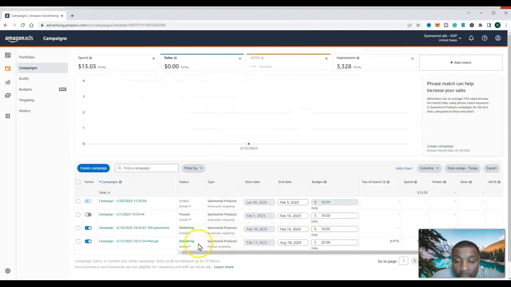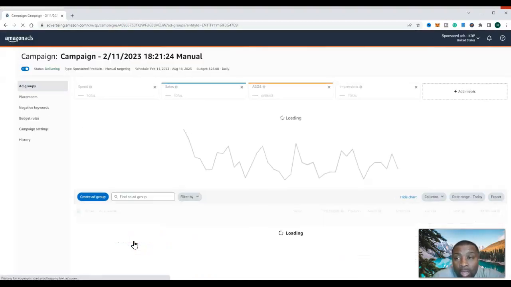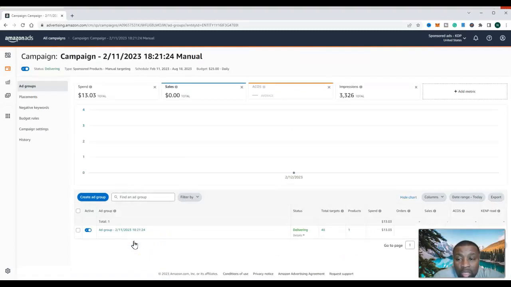and I'll show you what the manual one actually looks like as well. So with the manual campaign, where I'm getting a lot of impressions, I put my own keywords in there. So I didn't let Amazon do the keywords. I put my own keywords in there just to test and see what was going to happen. My impressions today jumped to 3,326 because I really didn't have any until I started messing around with that.